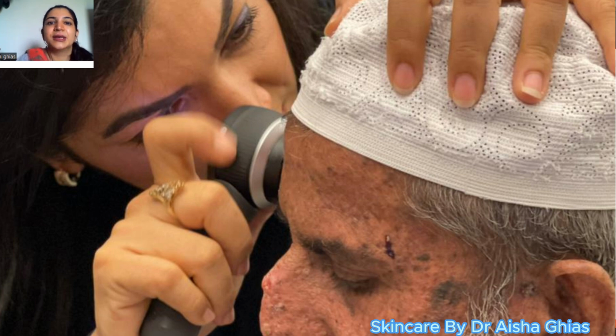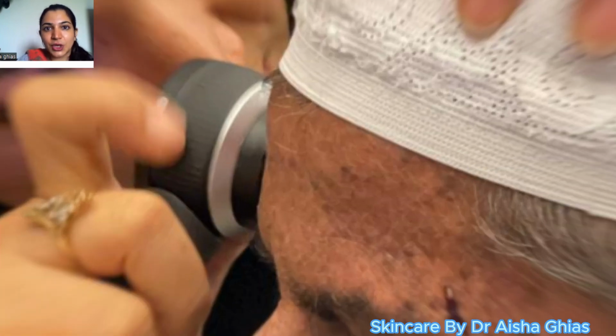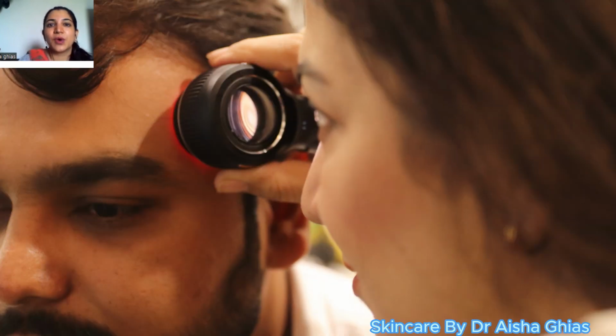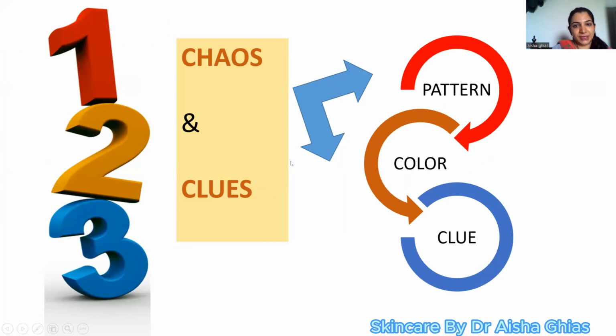And this lecture is going to be specifically about the chaos and clues method, which is one of the methods of dermoscopic skin lesion diagnosis. So working towards the first slide, this is the chaos and clues method.